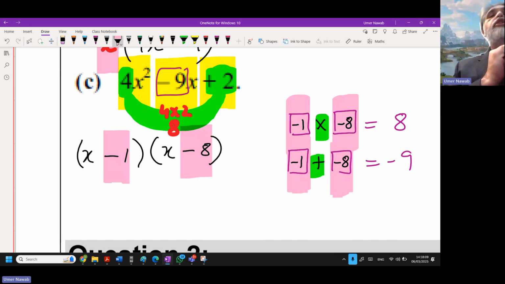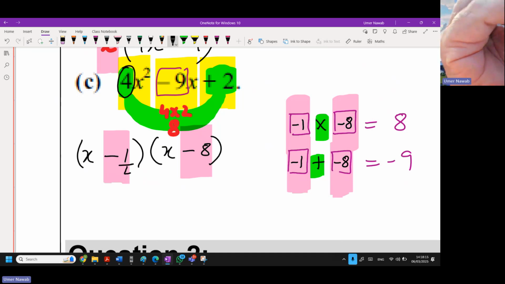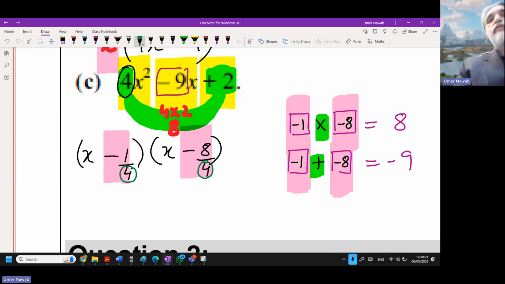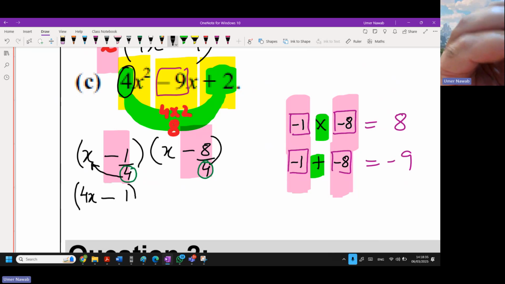Is my job done? No. What was the number seen here? The number was 4. So this number has to be divided by 4, and this number is also divided by 4. So be careful, guys. As per the rule, I cannot leave a fraction here. So if I don't want to keep the fraction, I need to send the 4 here and multiply it with x. So finally, it becomes 4x minus 1.